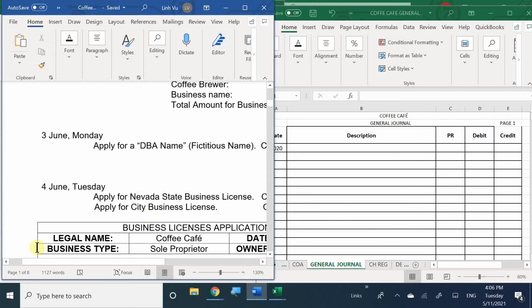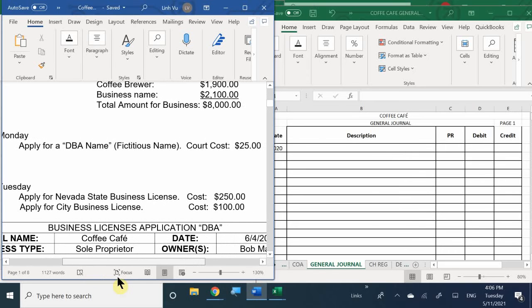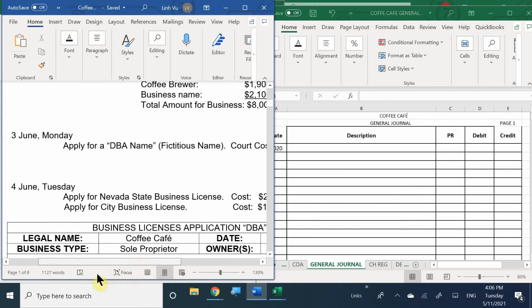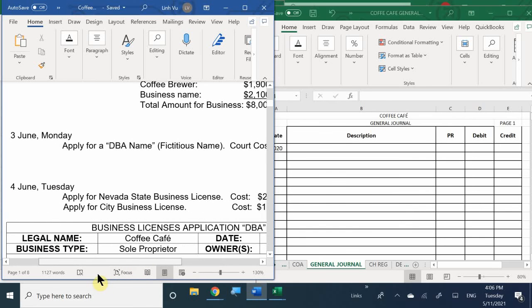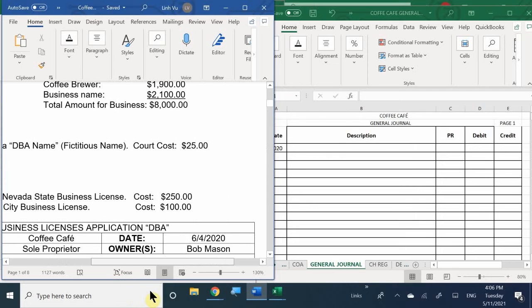Okay. All right. Then Tuesday, June 4th rolls around, and here are the things that you're going to apply for. You're going to apply for the Nevada state license or business license, okay, which costs you $250 to obtain, and to file, of course. And we're also going to file it to the city business license as well. So remember, you need to apply to both the state and the city that you are doing your business in, because once again, it depends on what county you belong in, right?